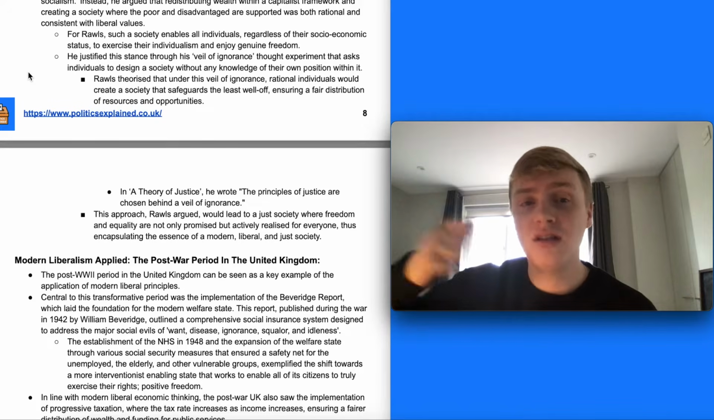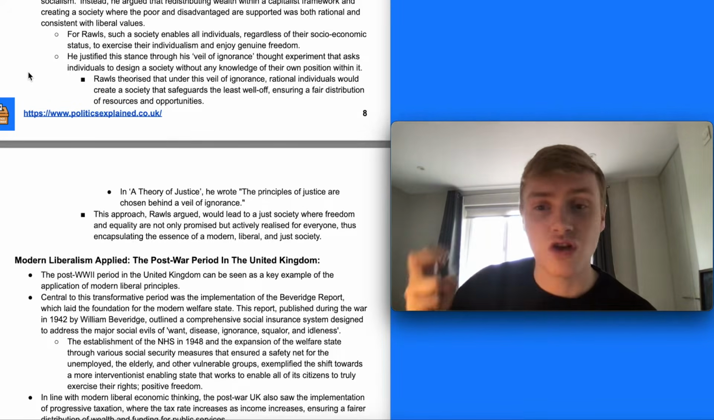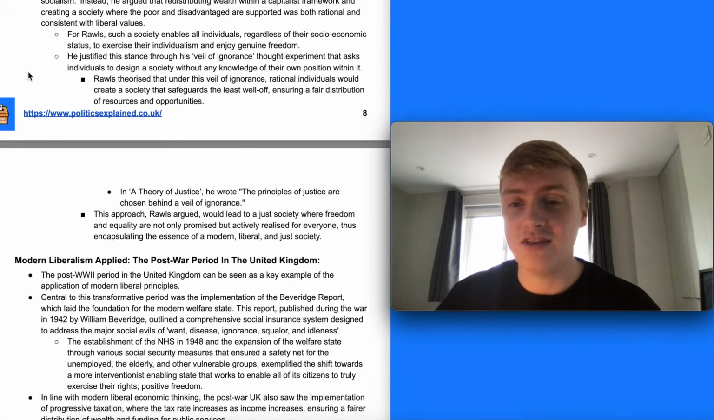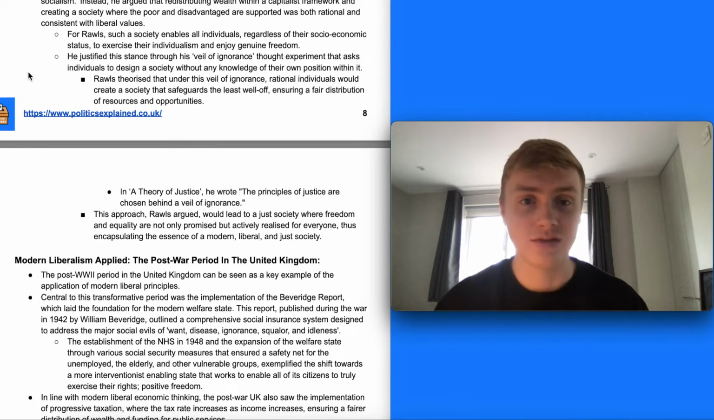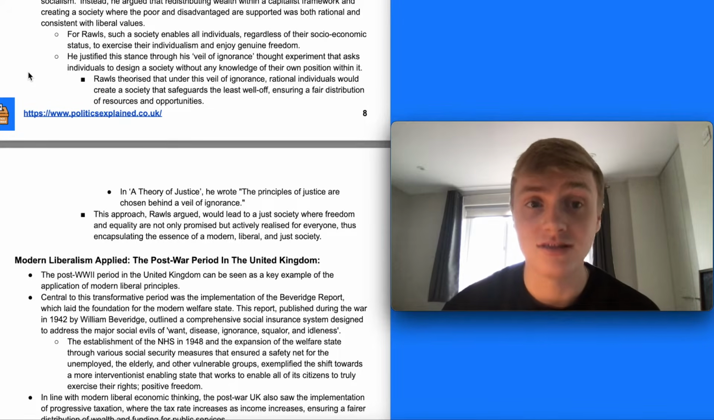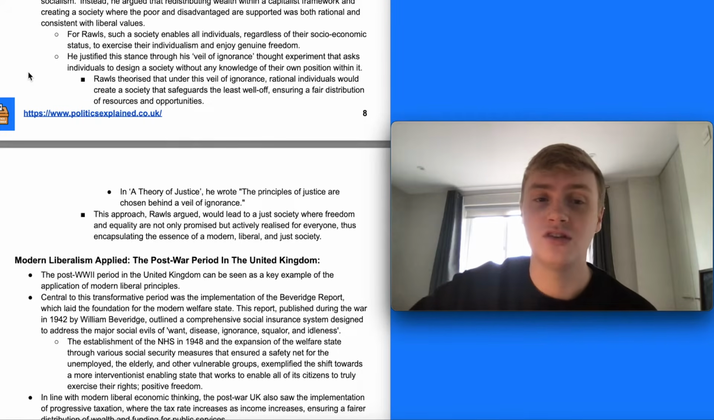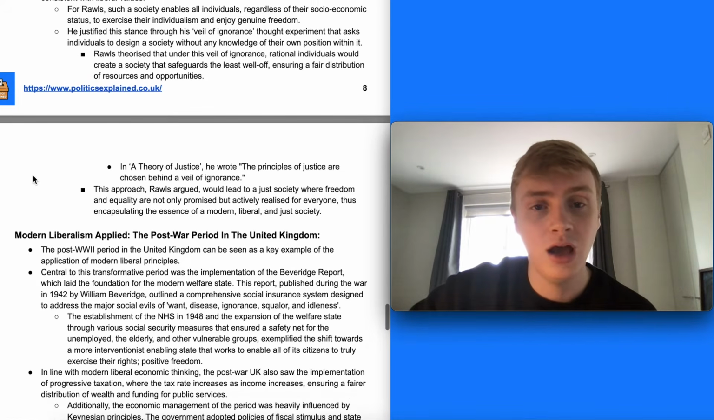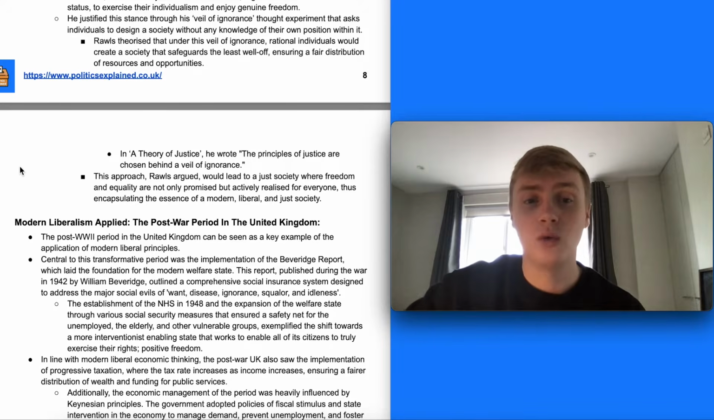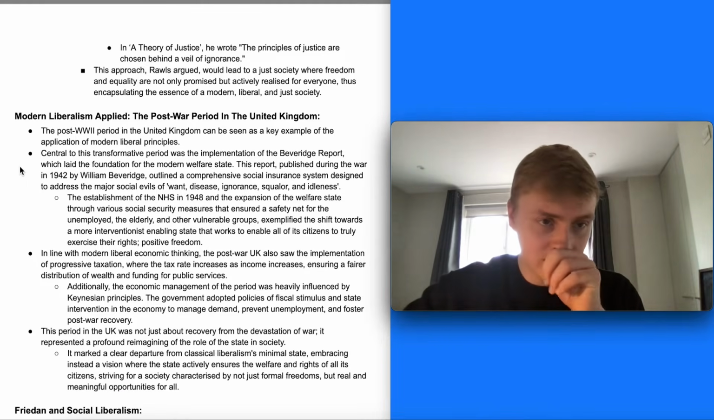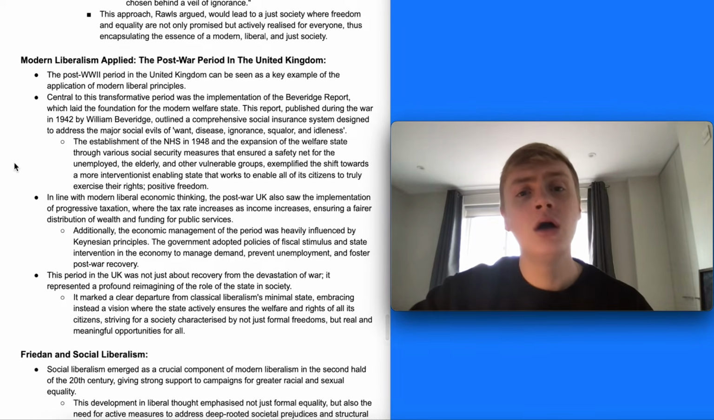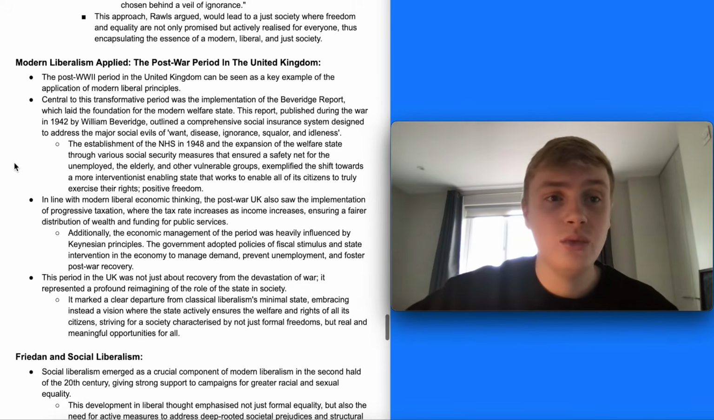He called this the original position, and he theorised that under this veil of ignorance, it's rational. And this is the real emphasis again on human rationality and reason, which is why this is a liberal justification for it. It's rational that individuals would want to create a society that safeguards the least well off, ensuring a fair distribution of resources and opportunities. And this would lead to a just society where freedom and equality are not just promised, but actively realised for everyone.